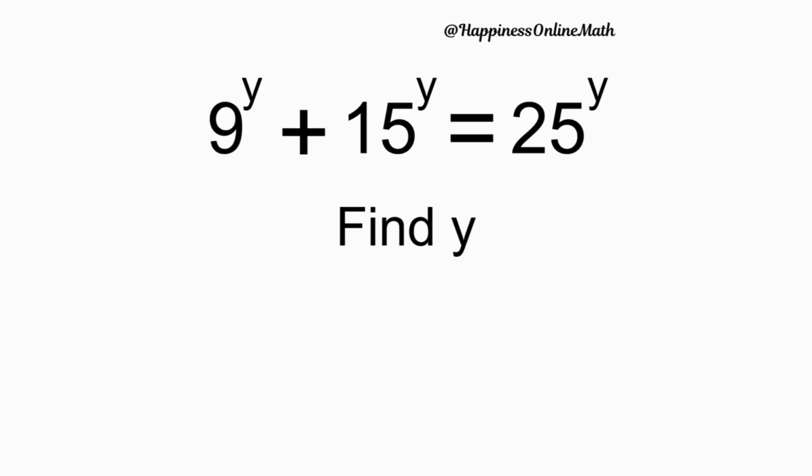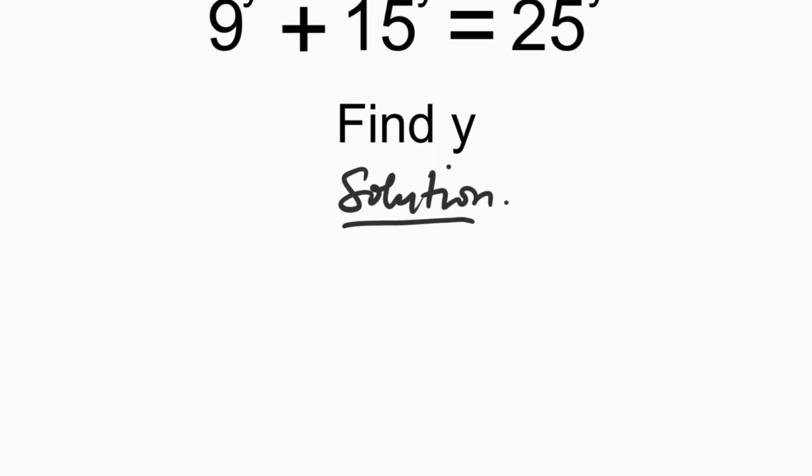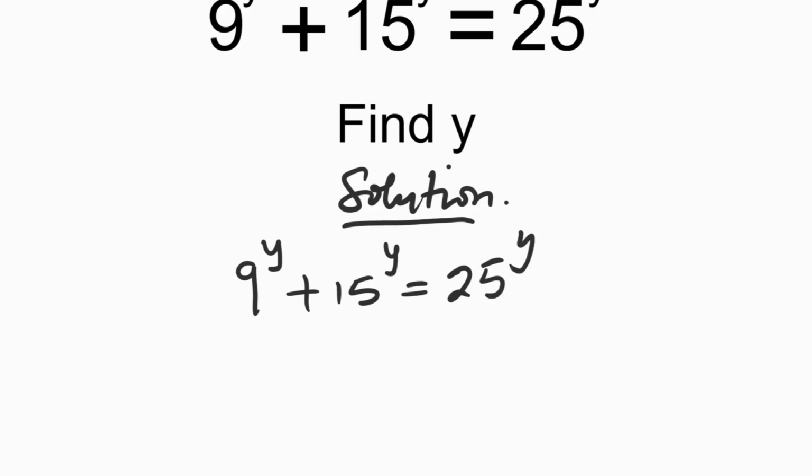We have that 9 raised to the power y plus 15 raised to the power y is equal to 25 raised to the power y, and we're charged with the task of finding the value of y. So let us try to find the solution to this question. So we have that 9 raised to the power y plus 15 raised to the power y is equal to 25 raised to the power y.